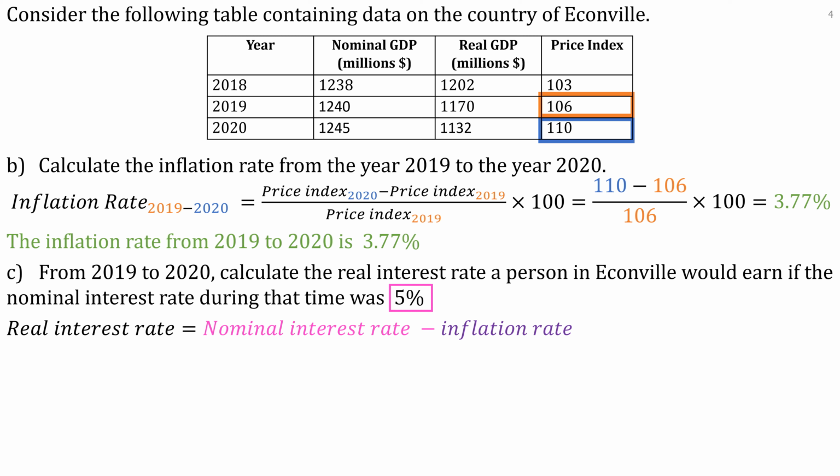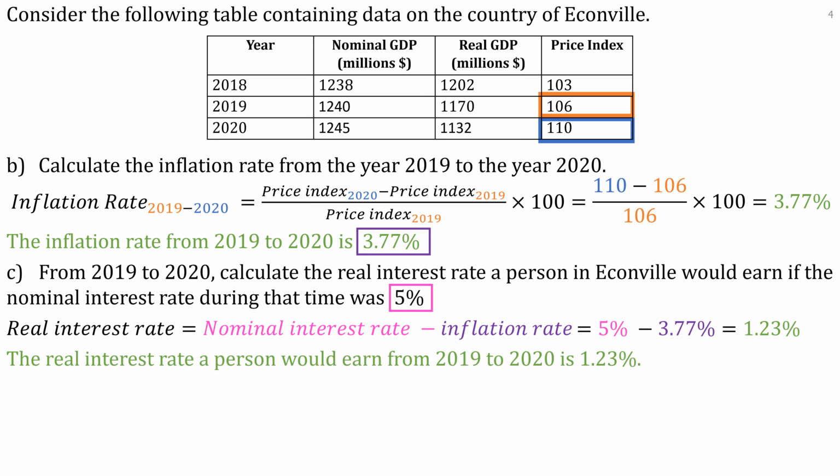So that's easy. We have the nominal interest rate, it's given in the question. We calculated the inflation rate during that time, so we just subtract one from the other, and we have that the real rate of growth of any savings would actually be 1.23% and not 5%. So that's what the real interest rate a person would earn from 2019 to 2020 would be.